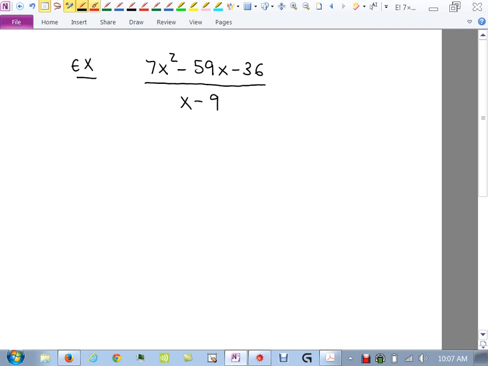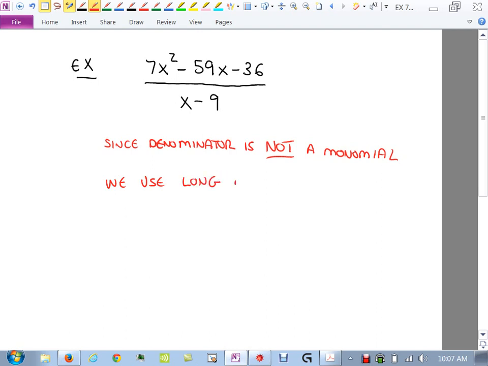So I'll write this down. Since the denominator is not a monomial, we use long division. Long division. That's what it's called.